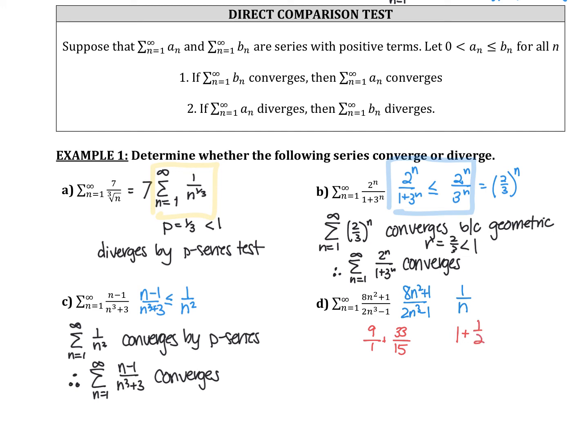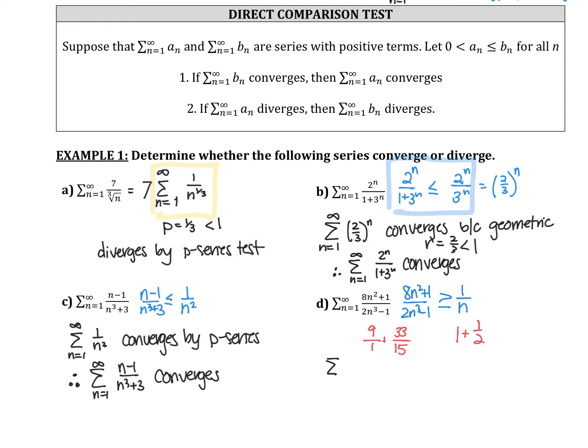Well, which one's bigger and which one's smaller? Well, 33/15 is more than 1, so it is definitely bigger. So my comparison this time actually goes the other direction. Okay, so now I need to know what happens. What happens with the thing I chose?